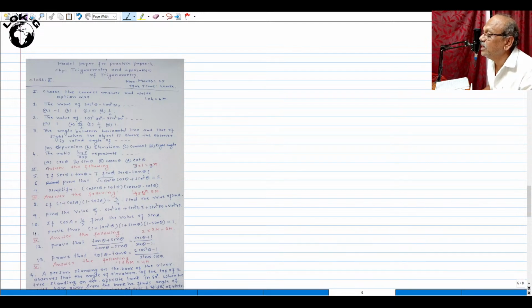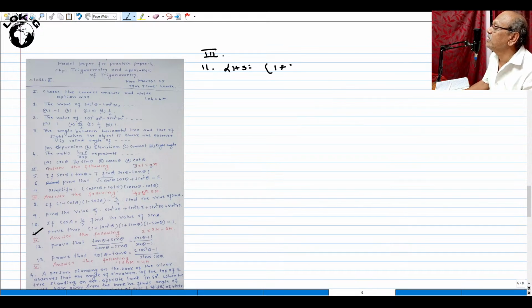Question number 11. Prove that 1 plus tan square theta into 1 plus sine theta into 1 minus sine theta. We are in the third main now. I think we are noting down the solutions and understanding how to solve. Let me take the LHS of it. We have to prove that this is equal to 1 plus tan square theta, into 1 plus sine theta, into 1 minus sine theta.